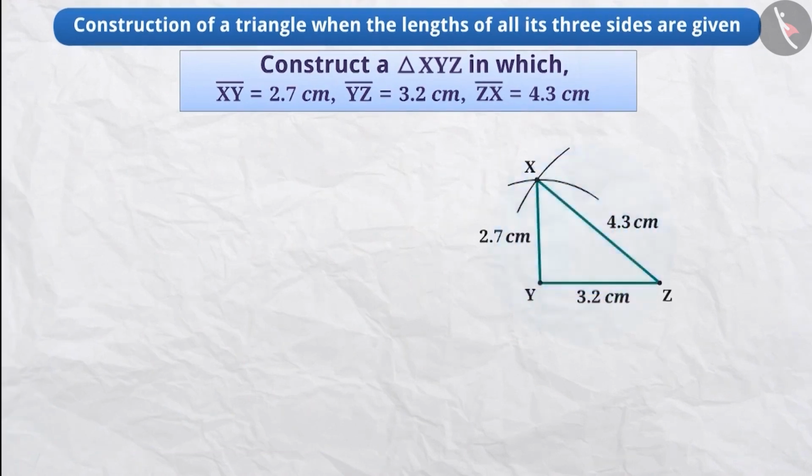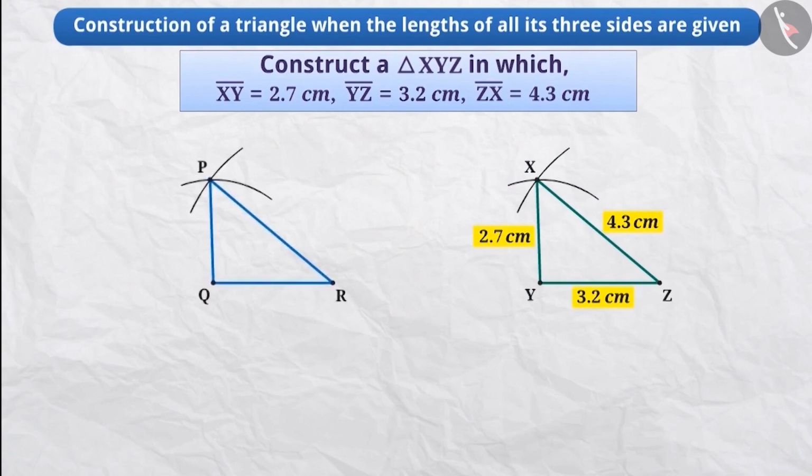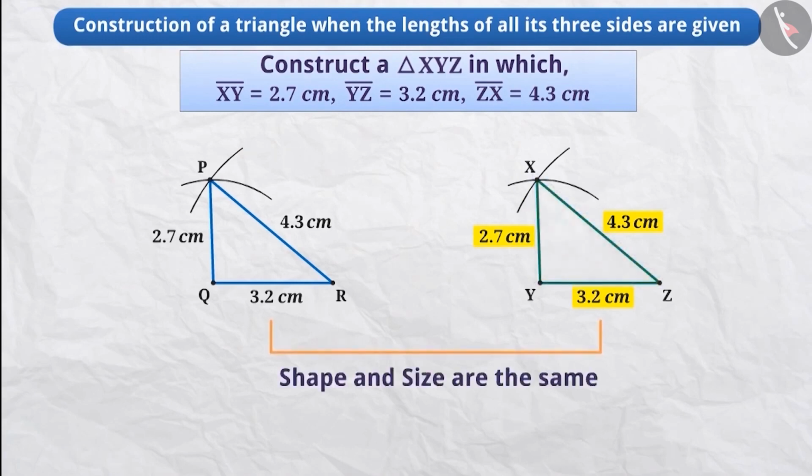Simultaneously, if we construct a triangle PQR with the same measurement, in which the length of the side PQ is 2.7 cm, the length of the side QR is 3.2 cm, and the length of the side RP is 4.3 cm, then we see that both the triangles overlap each other completely. That is, they have the same shape and measurements. This means that both the triangles are congruent.